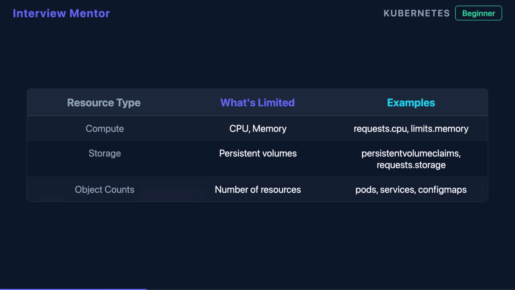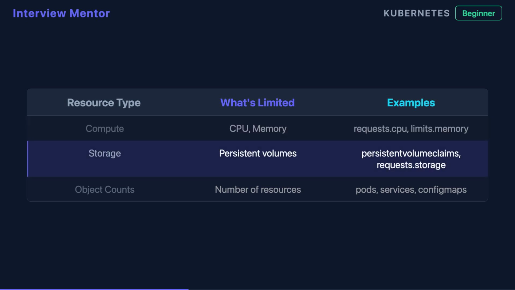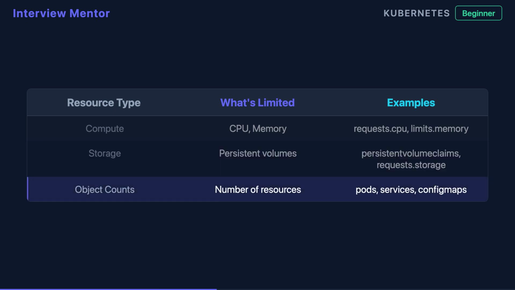So, what can you actually limit? Resource quotas cover compute resources like CPU and memory, storage resources like persistent volume claims, and even object counts such as the number of pods, services, or config maps. This gives you fine-grained control over both infrastructure and object sprawl.